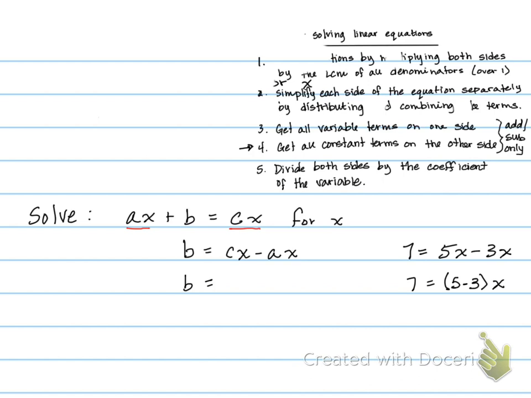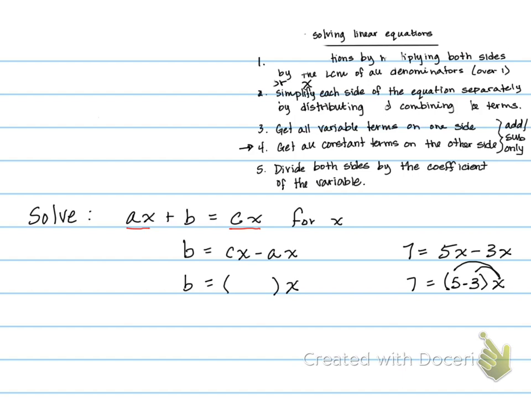Think about it as undistributing the x. If I were to distribute the x here, I'd get 5x minus 3x, right? So we can do the distributive property backwards as well. So what's the new coefficient going to be here? C minus A. What operation did we do with our coefficients over here with the numbers?